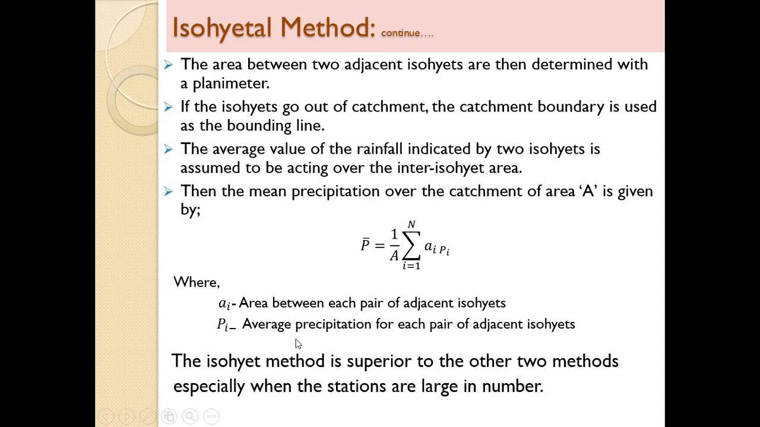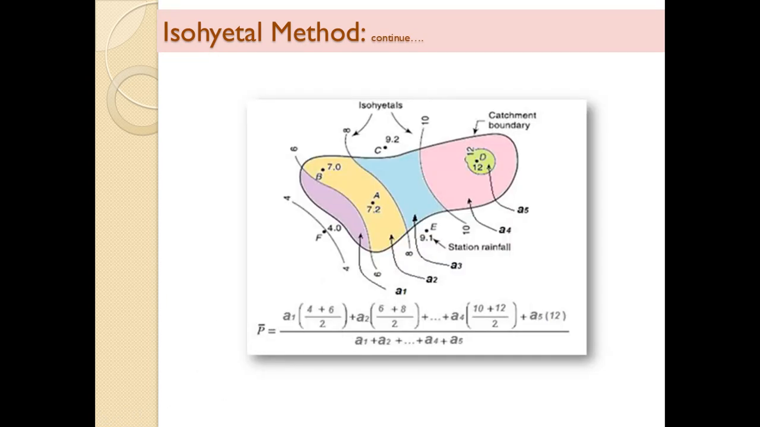That we shall again explain with the help of a sketch. The isohyetal method is superior to the other two methods, especially when the stations are large in number. So this is regarding the isohyetal method. In the isohyetal method, what is done? Let's understand it once again with the help of this sketch.